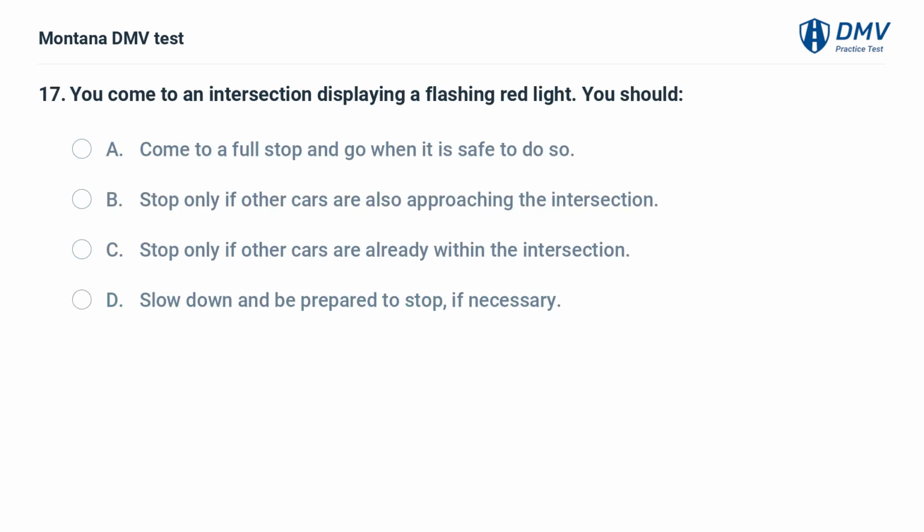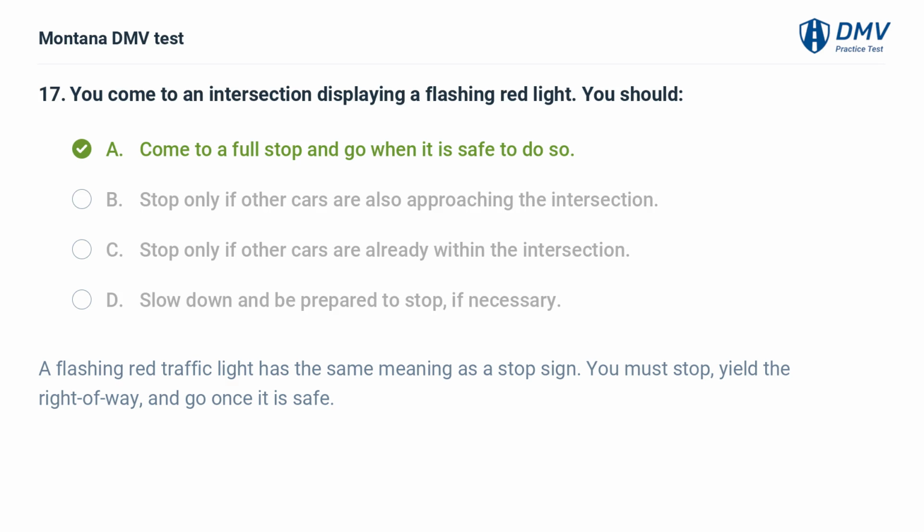You come to an intersection displaying a flashing red light. You should A. Come to a full stop and go when it is safe to do so. B. Stop only if other cars are also approaching the intersection. C. Stop only if other cars are already within the intersection. D. Slow down and be prepared to stop, if necessary.